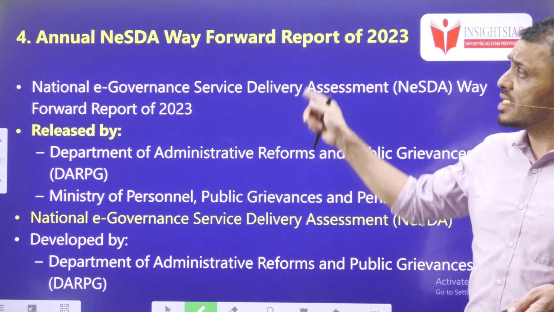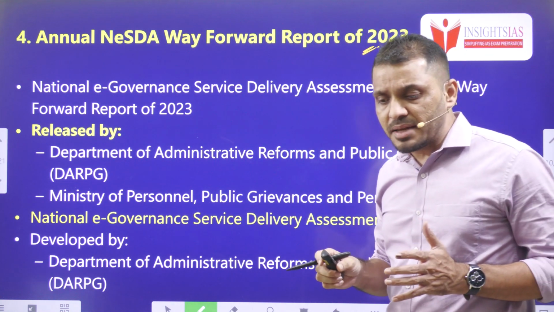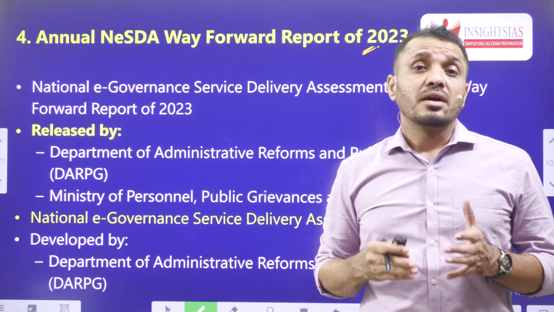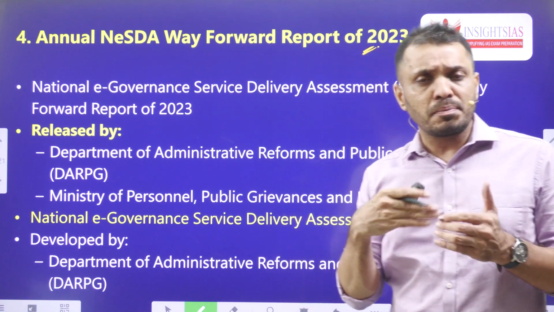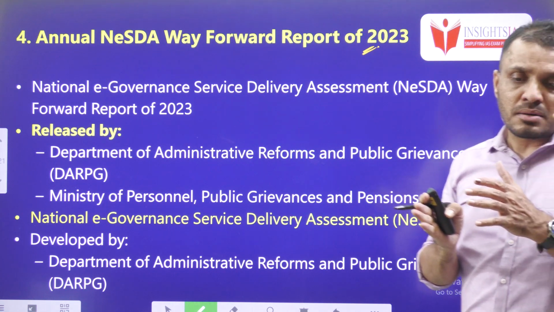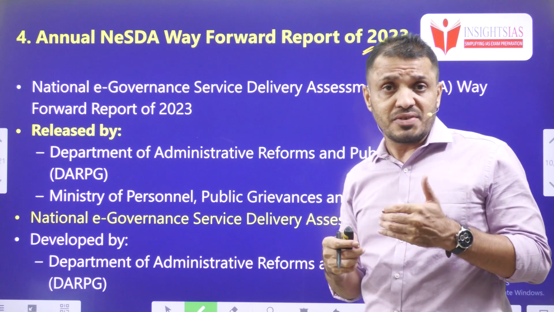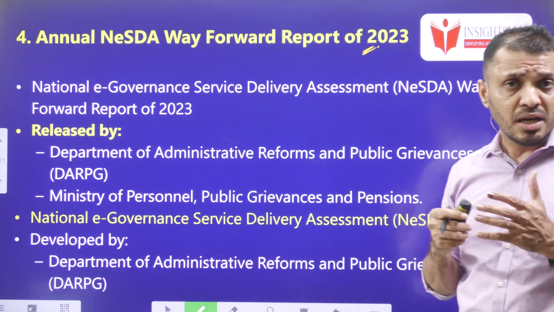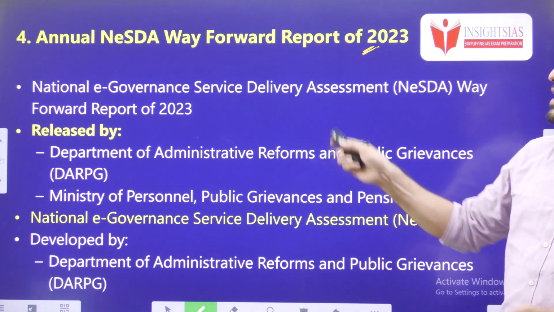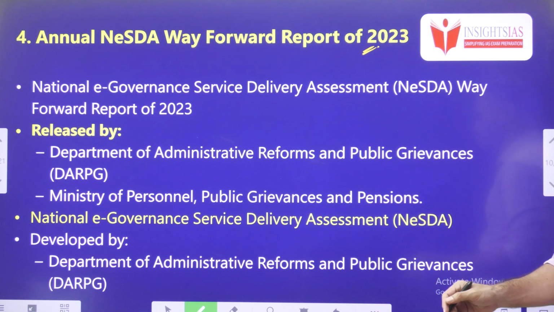And the fourth one is the annual NeSDA Way Forward Report 2023. This report mainly checks the e-services and how the performance of e-governance is. Actually, based on different dimensions, different states are performing, but overall in the delivery of e-services, Jammu Kashmir is at the top, both in the category of states as well as UTs. So this is about the National E-Governance Service Delivery Assessment Way Forward Report 2023.